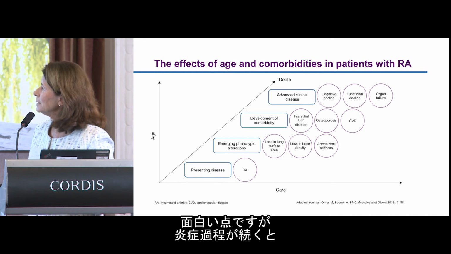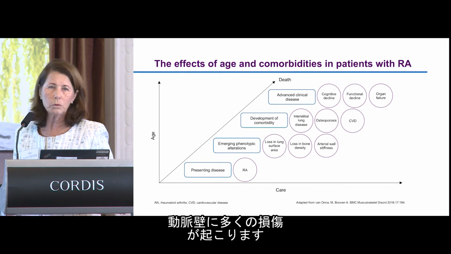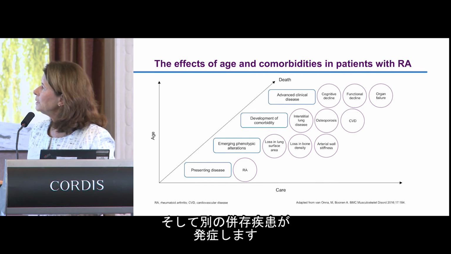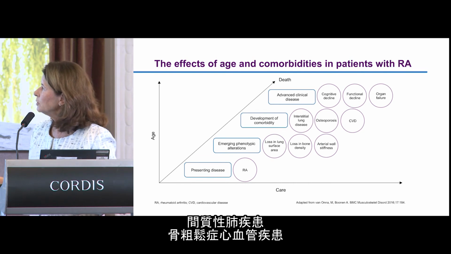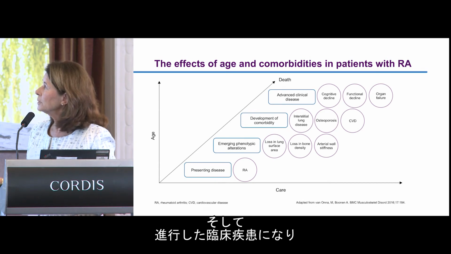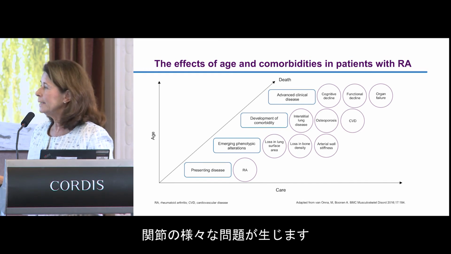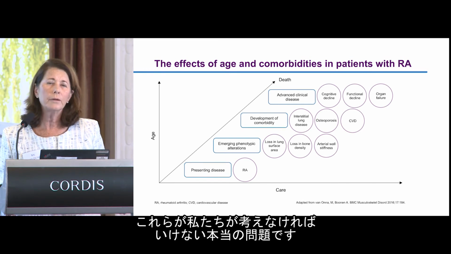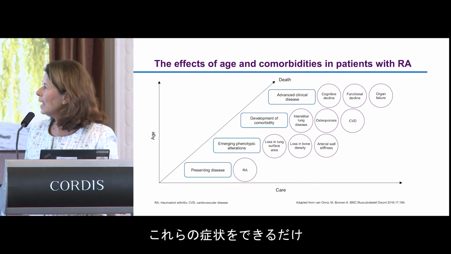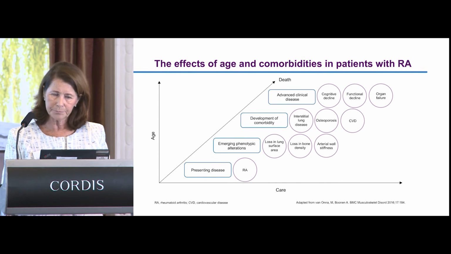And this one is fascinating, because we know continual inflammatory processes do a lot of damage to the arterial walls, similar to diabetes and cardiovascular disease itself. And then they will develop other comorbidities: interstitial lung disease, osteoporosis, cardiovascular disease, which is a big, big factor in rheumatoid arthritis. And then they become advanced clinical diseases, with cognitive decline, functional decline, and organ failure, and of course multiple problems with joints. Those are the real issues we need to think about. We need to keep them as low as we can with their presenting symptoms, so we don't develop all of these other problems in the comorbidities.